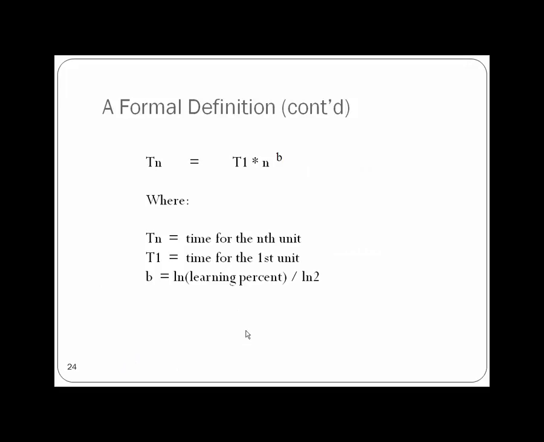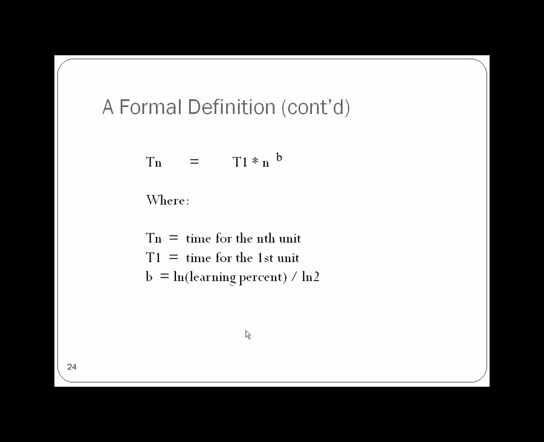Continue with the formal definition. The way we describe points on this curve that we showed before, we can estimate the time for the nth unit, t sub n, by taking the time for the first unit and multiplying it by n raised to the power of b, where n is the number of the nth unit, and b is the natural log of the learning percent divided by the natural log of 2.